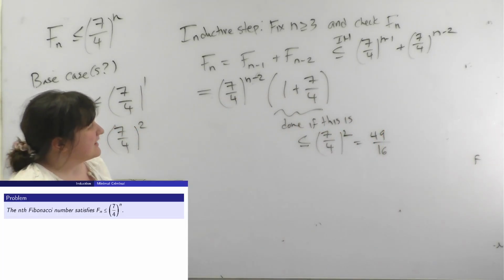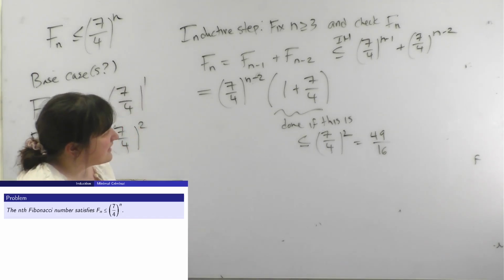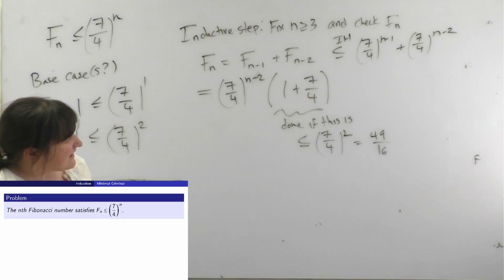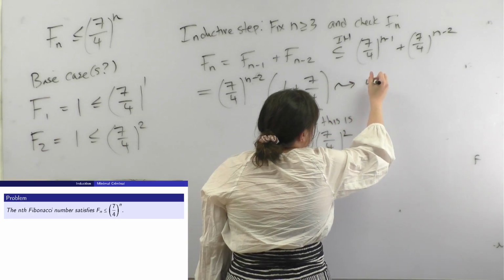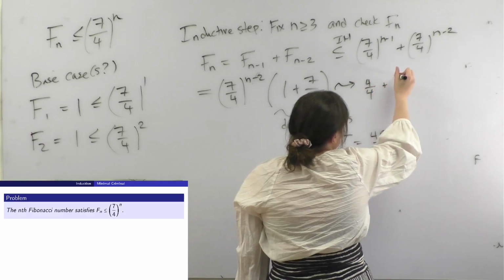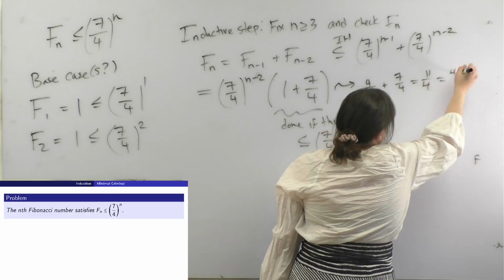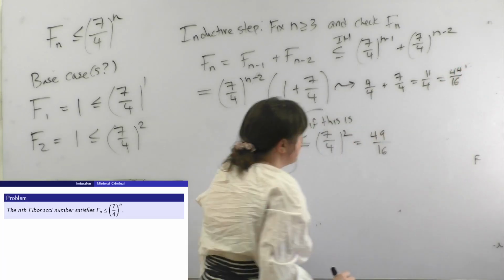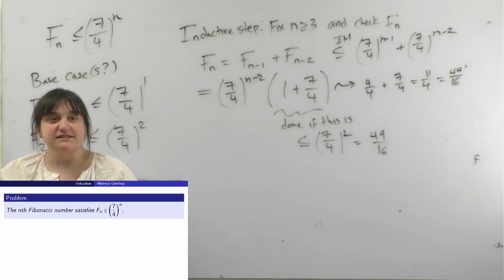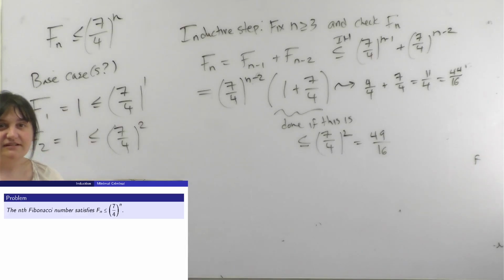1 is 4/4. I'm adding to 7/4. I get 11/4 or 44/16. And 49 is bigger than 44, at least on most days.